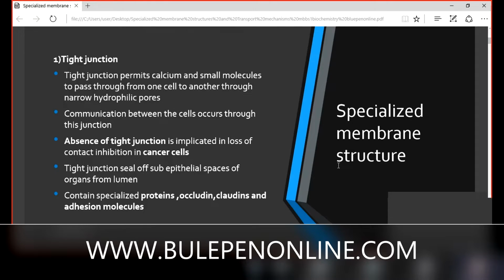So what is tight junction? It's a specialized structure. Now we discuss the specialized membrane structures present in the plasma membrane. Among those, the first one is tight junction. It is mainly for the passage of calcium and small molecules from one cell to another through hydrophilic pores, and the communication between the cells also occurs through this junction. Absence of tight junction occurs in cancer cells. It seals off subepithelial spaces of organs from lumen. Some specialized proteins present in tight junction are occludin, claudin, and adhesion molecule.